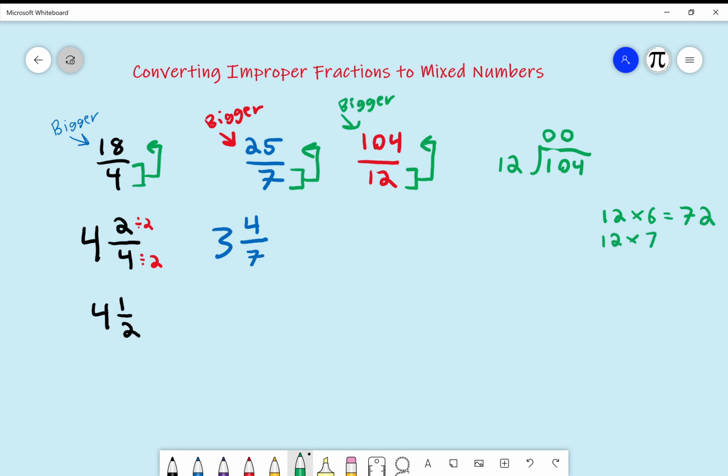12 times 7 is going to be 84. Still too small. 12 times 8, well now we're getting somewhere. Now we're at 96. Now if we do 12 times 9, here we're going to end up at 108. And 108 is too big. It's bigger than 104. So I know that the closest I can get is 12 times 8. 12 times 8 is 96. So 12 goes inside 104 8 times.